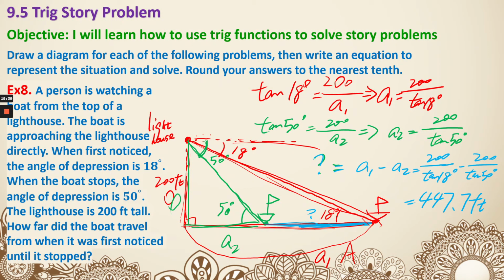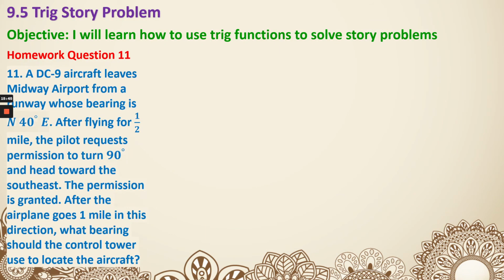That's example 8. The last question I will talk about is actually the homework question number 11. And this is a tricky question, so I will talk about it. A DC-9 aircraft leaves Midway Airport from a runway whose bearing is north. This is north, and it's 40 degrees east. So let's say this is 40 degrees and towards east, right there. After flying for half a mile, the pilot requests permission to turn 90 degrees and head towards southeast. Southeast. Down south, right is east, so it's actually towards that direction.